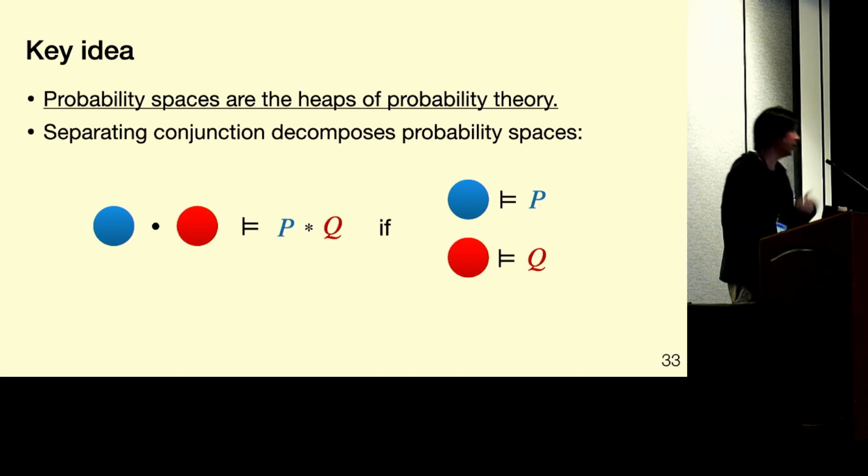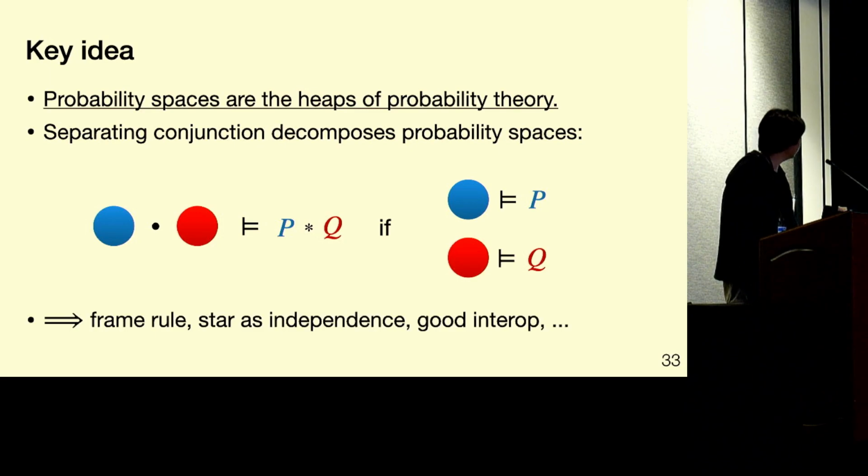And now from this, we get all the nice things that I was talking about before. Because we chose the interpretation of separating conjunction to be like this, we are forced to have a frame rule that works exactly like the normal frame rule. And because independence is operating on probability spaces and really can only mean probabilistic independence, we get that every independence relationship is validated by our model. And because we're working with probability spaces, these standard objects of probability theory, it forces the rest of the model to also work with standard objects of probability theory. And so we get that good interoperability with ordinary math that I was talking about before.